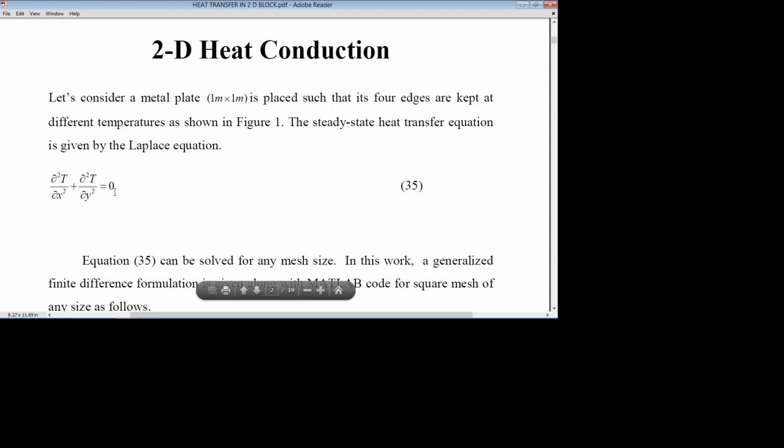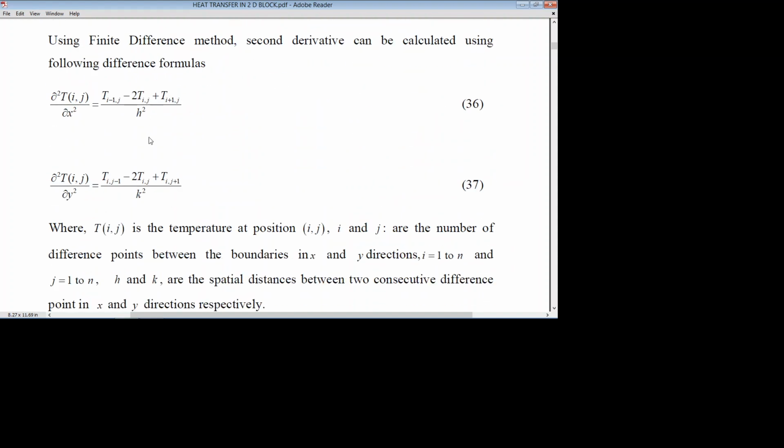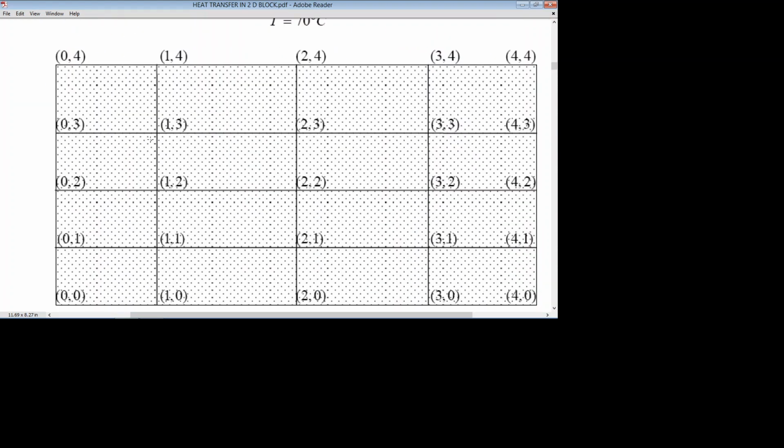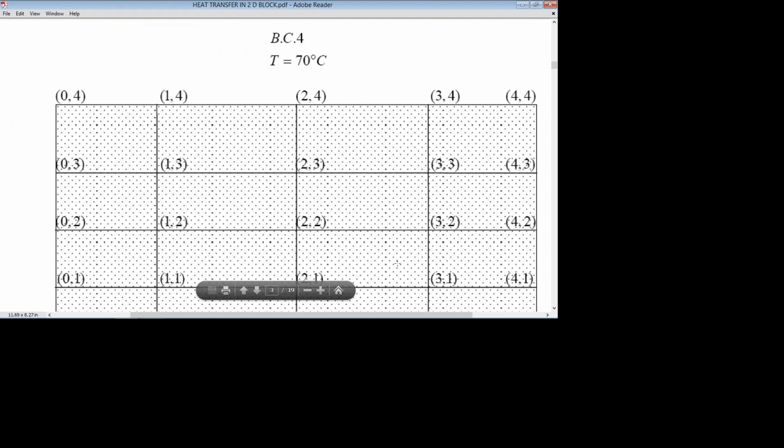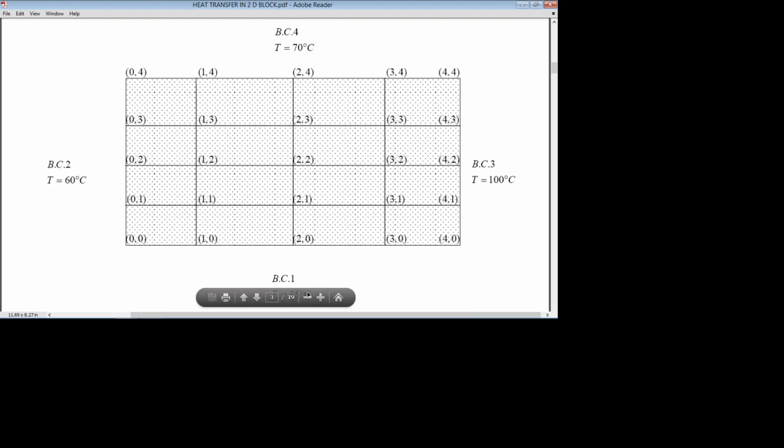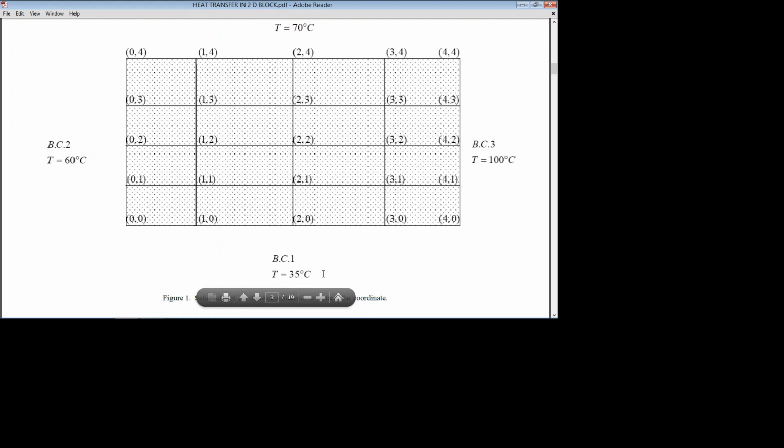We are considering a metal block of 1 meter by 1 meter in size, such that its four edges are kept at different temperatures. If we see the figure of the metal block, its four boundaries are kept at different temperatures: here 60 degrees, here 35 degrees, here 100 degrees, and here 70 degrees.